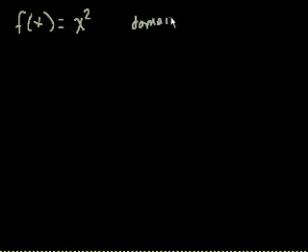Let's say I had f of x is equal to, let's say, x squared. So let me ask you a question. What values of x can I put in here so I get a valid answer for x squared? Well, I can really put anything in here, right? Any real number. So here I'll say that the domain is the set of x's such that x is a member of the real numbers.